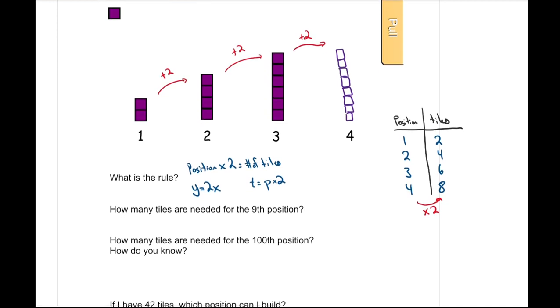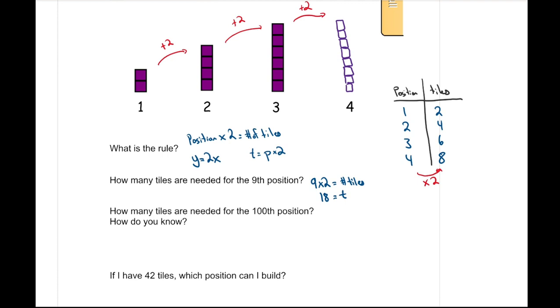How many tiles would we need for the 9th position? Well, again, we can plug that into our rule. So we can say 9 times 2 equals number of tiles. In this case, 18 equals the number of tiles. We could continue on the table or continue on the pattern if we couldn't quite figure out the rule, but to save time, that's where the rule is helpful.